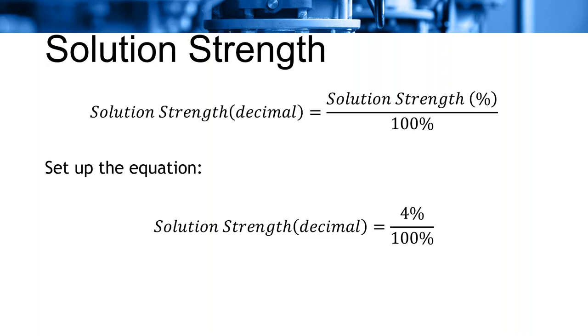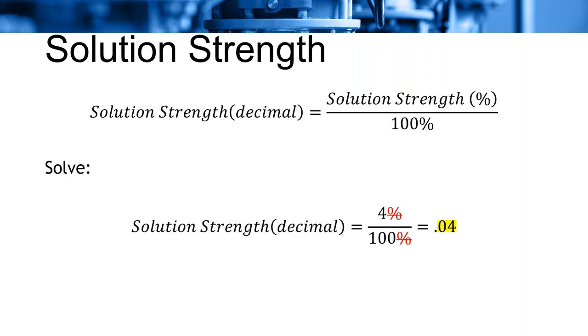Then what we want to do is set up our equation. So all we do for that is plug those givens into the equation that we have, and our solution strength as a decimal will equal 4% divided by 100%. Then it's time to solve the problem.